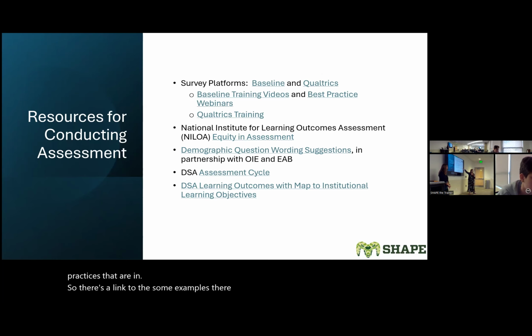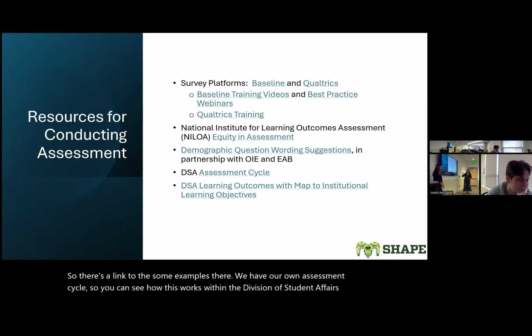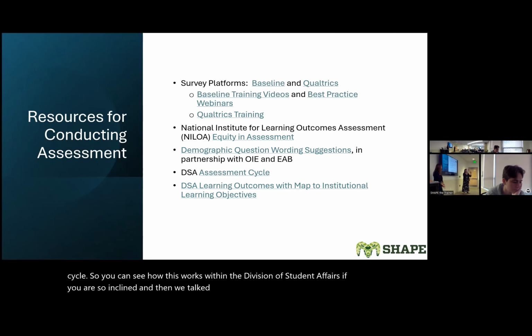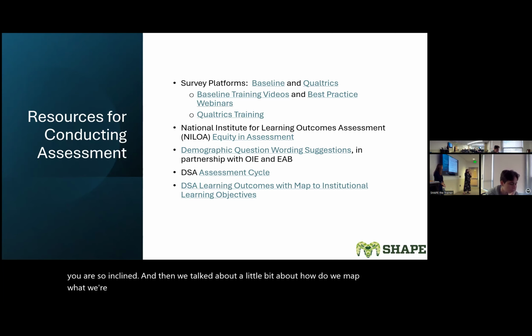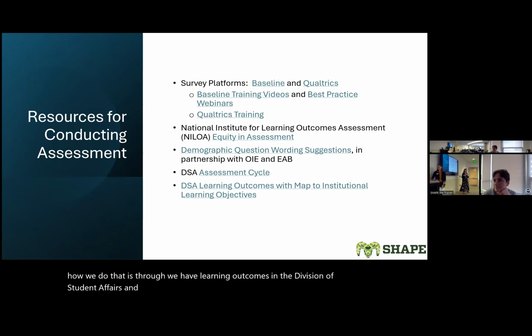We have our own assessment cycle, so you can see how this works within the Division of Student Affairs, if you are so inclined. And then we talked a little bit about how we map what we're doing up to the division and university level. So one example of how we do that is that we have learning outcomes in the Division of Student Affairs, and those map to our institutional learning objectives.